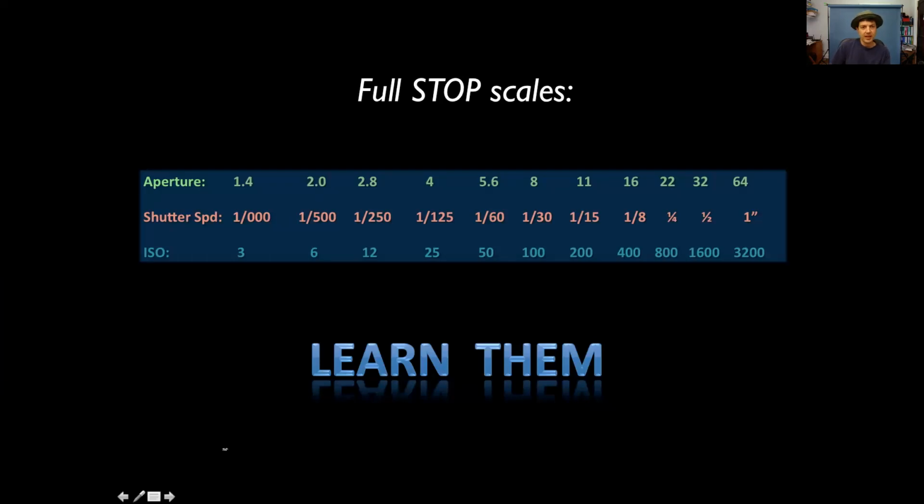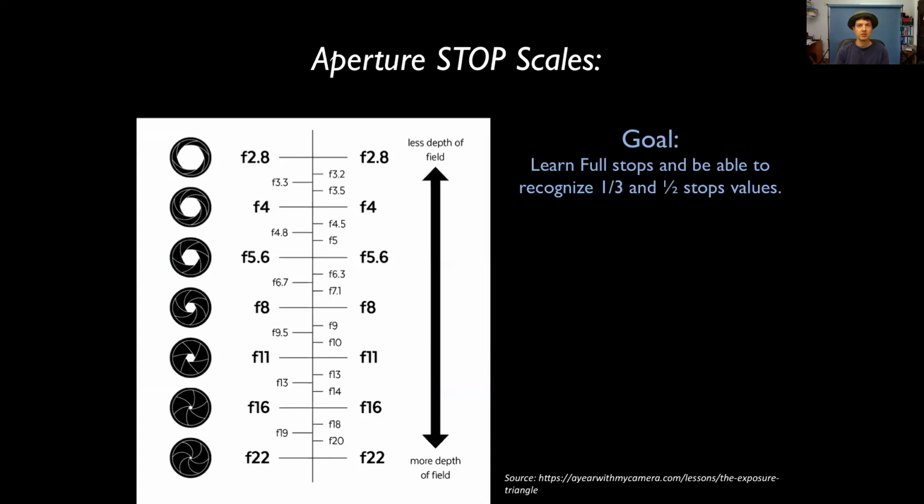So let's look at these just a little bit further. So here's our aperture scales. And here in bold, we can see our full stop values from f2.8 to f22. And then you can see on the left-hand side the half f-stop values, and then on the right, you can see the third of a stop values in between the full stop scale. Again, you don't have to memorize all of these numbers. That's not the goal.